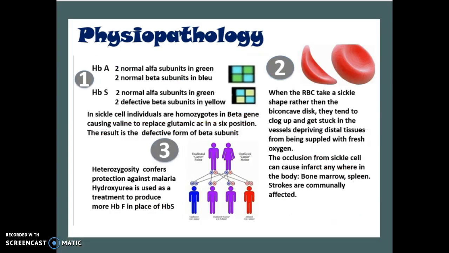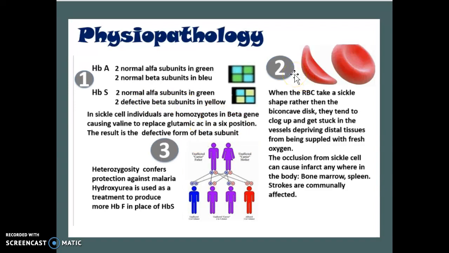So what is the pathophysiology? First of all, HbA has two normal alpha subunits in green and two normal beta subunits in blue. HbS has two normal alpha subunits in green again, and the only difference is that there are two defective beta subunits in yellow this time. In sickle cell, individuals are homozygotes for the beta gene mutation, which causes valine to replace glutamic acid in the 6th position. The result is the defective form of the beta subunits, which are in yellow.